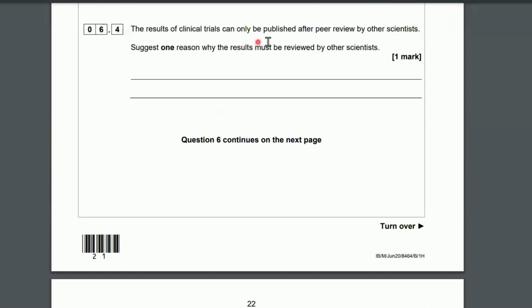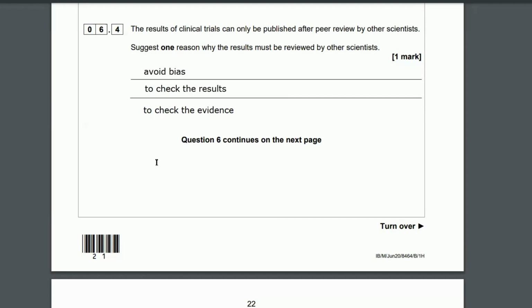Now, let's look at 6.4. The results of the clinical trials can only be published after peer review by other scientists. Suggest one reason why results must be peer reviewed. So the revision card standard answer is to avoid bias, but also to check the results. So there's also to check the evidence. So there's all sorts of things that you can check.